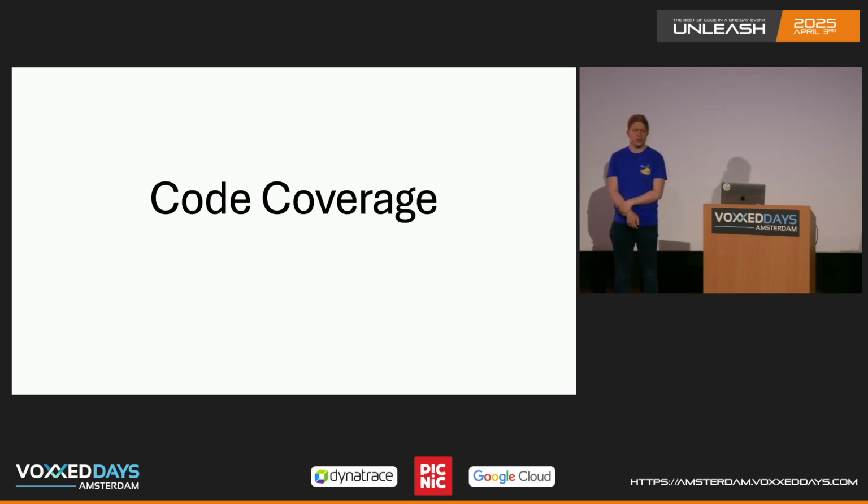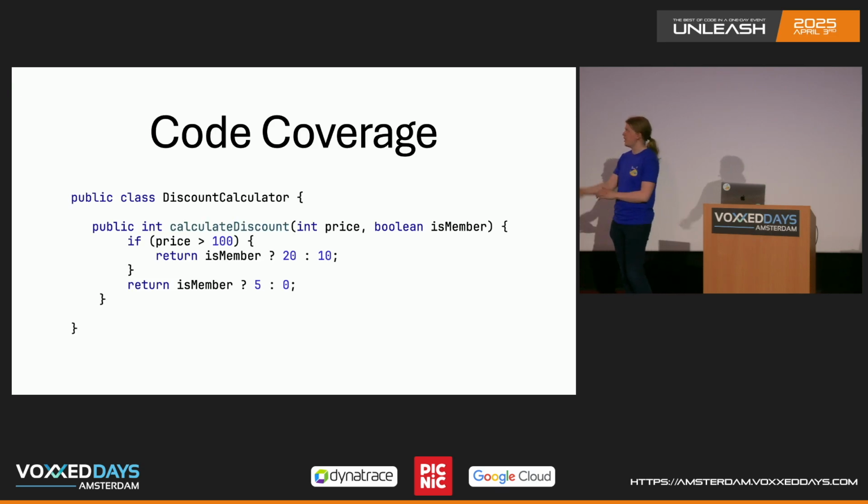One is code coverage. So what does it do? Consider we have a simple example. It's our discount calculator, and what it essentially does is calculate the discount that someone gets for a specific price, depending on whether he or she is a member or not. And you see it here, it checks if the price is above 100, members get 20 euros discount, non-members 10, and if it's below 100, members get 5, and non-members get nothing.